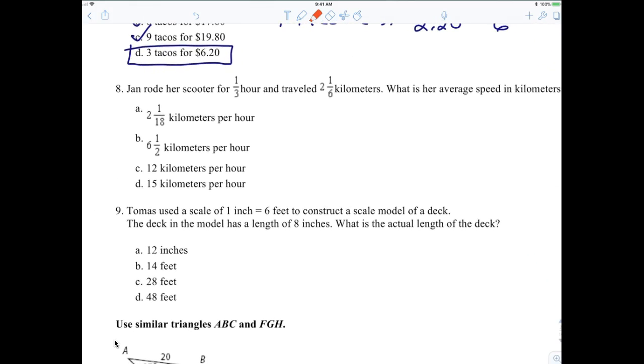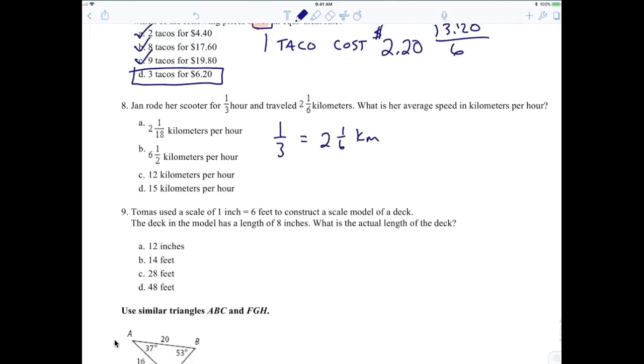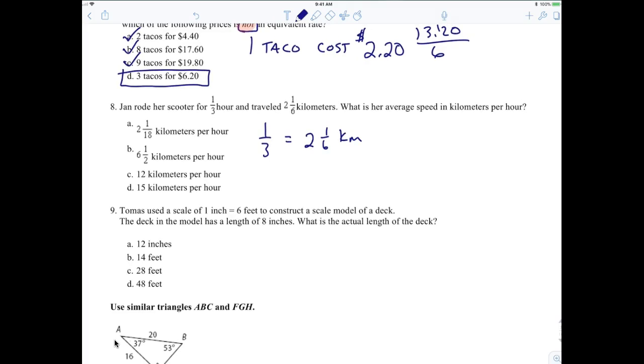All right, Jane rode her scooter for 1/3 of an hour, and she traveled 2 1/6 of a kilometer. I want to know what is her speed in kilometers per hour. So the best way is, listen to me, this right here is 1/3 of an hour, right? So what would be a good way to do this? Yes, very smart. Divide by 1/3.